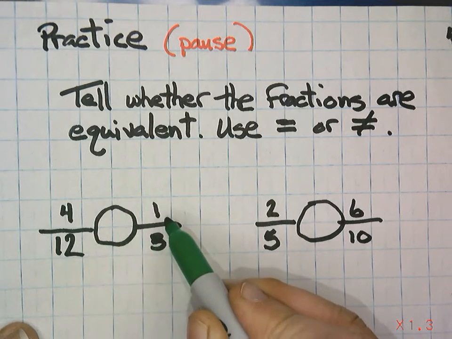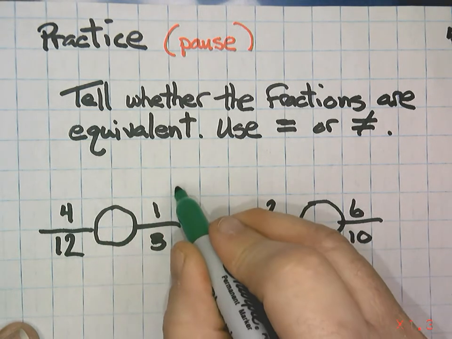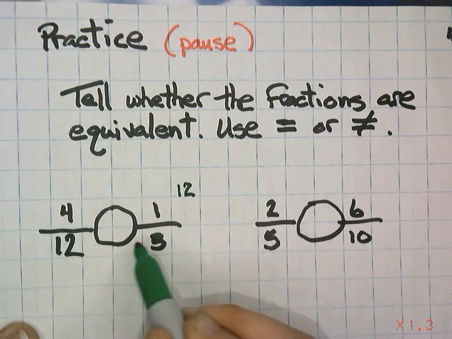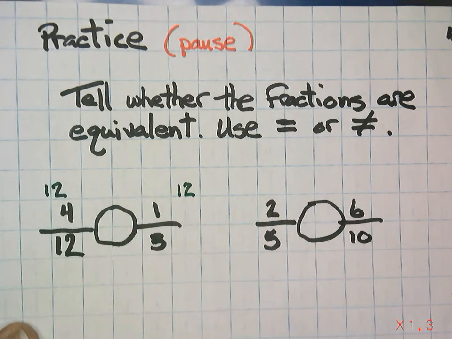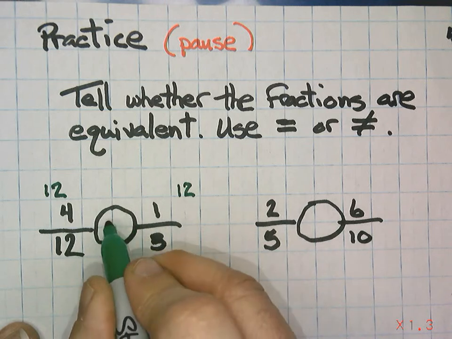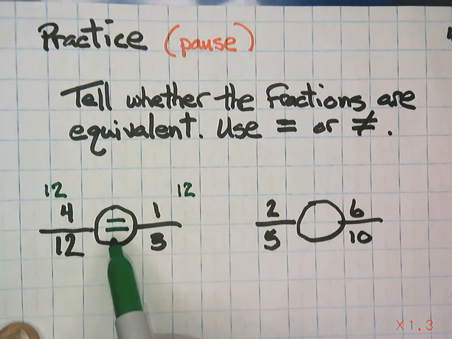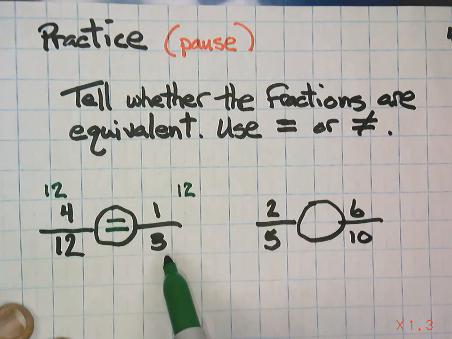4/12 compared to 1/3. 12 times 1 is 12. 3 times 4 is also 12, and we can see that 12 and 12 are the same, so therefore they're equal. So 4/12 is equal to 1/3. In other words, they are equivalent fractions.